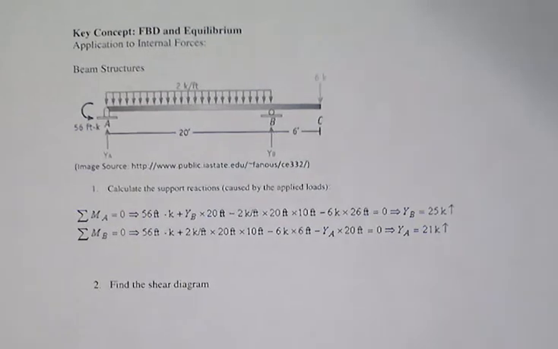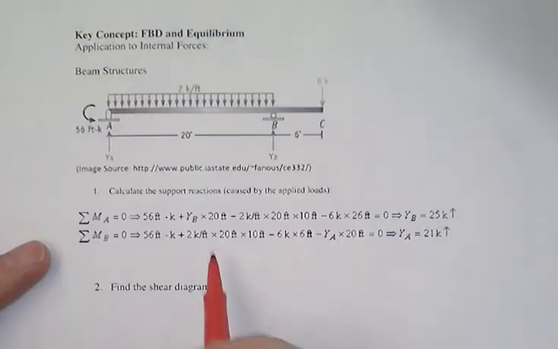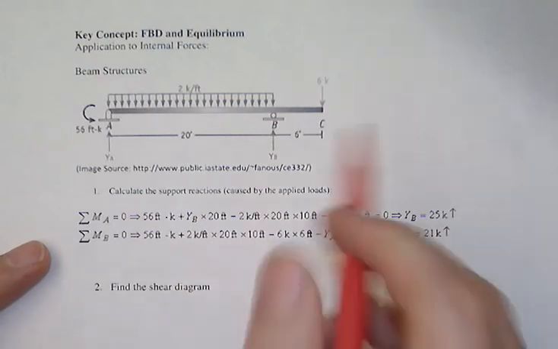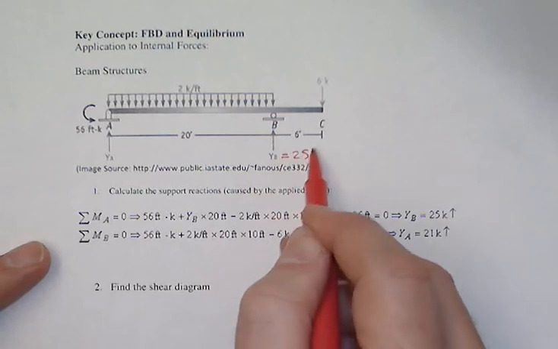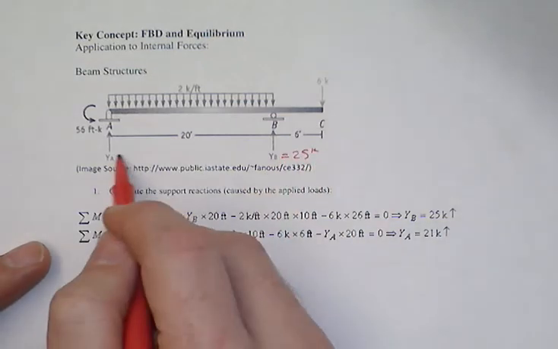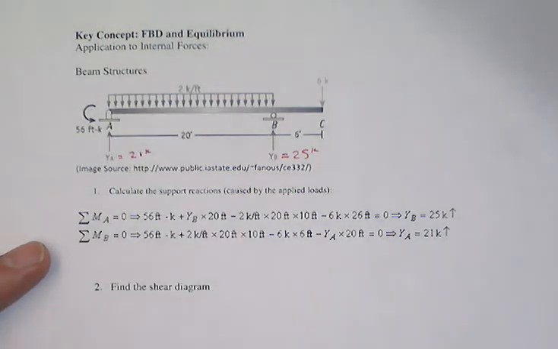In the application of equilibrium to beams, there are several things to keep in mind right off the bat. One of them is that you usually have to find the reactions right away. So what you see here is a review of how to calculate those reactions. It turns out that the reaction at B is equal to 25 kips acting up, and the reaction at A is equal to 21 kips also acting up. Right, so that's number one. Typically you need to find those.